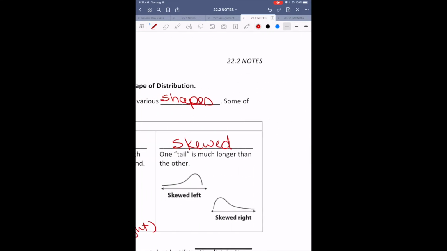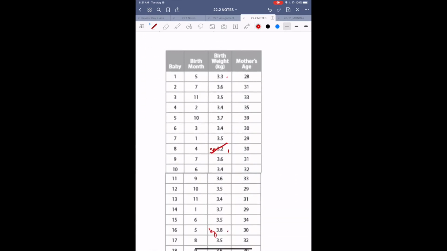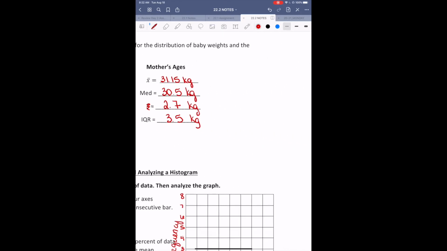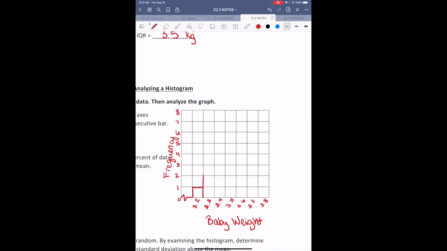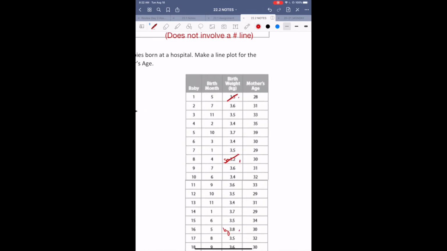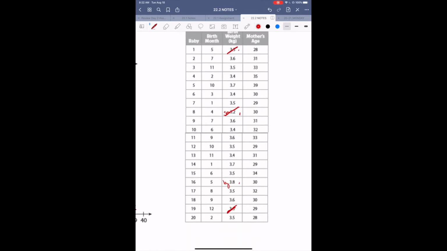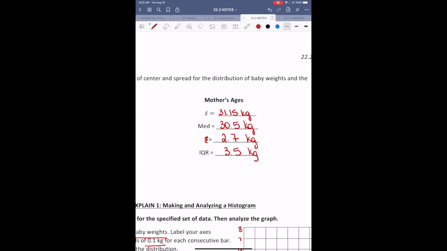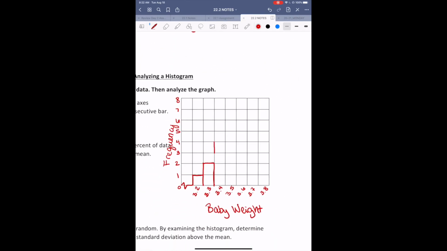Now let's look at 3.3. Well, for 3.3, there is 1, 2, 3.3 values. Okay, so you can see where this bar is going. Then we go back and count the 3.4. So we have 1, 2, 3, 4, 3.4 values. Okay, so you get the idea of where we're going and how to create this bar graph.